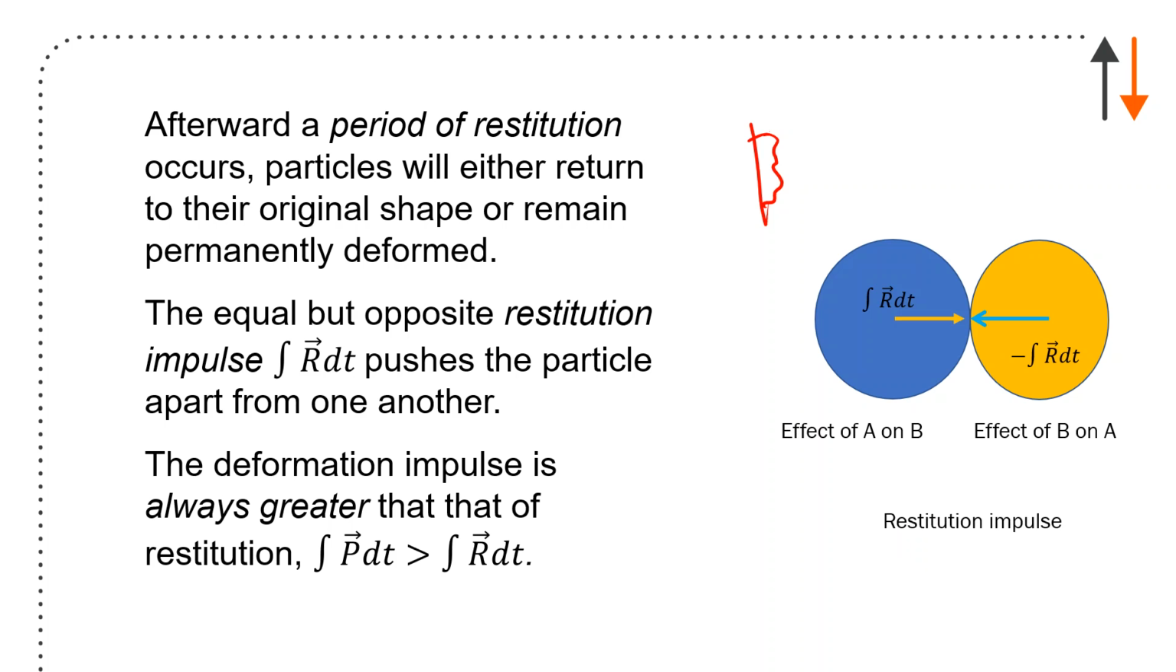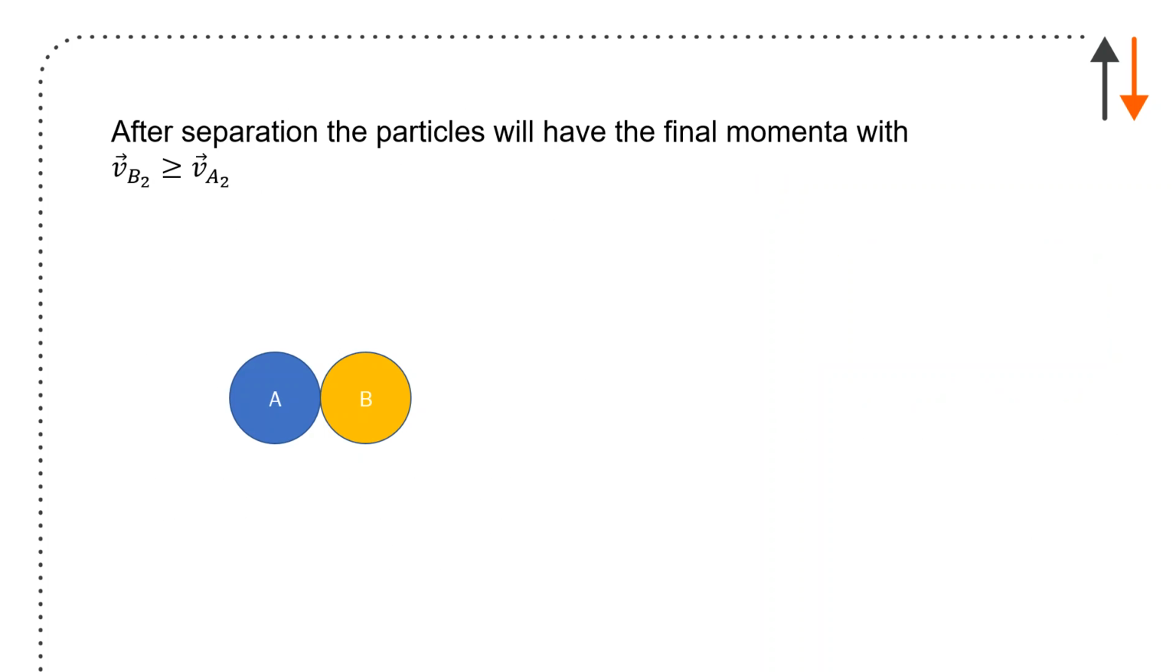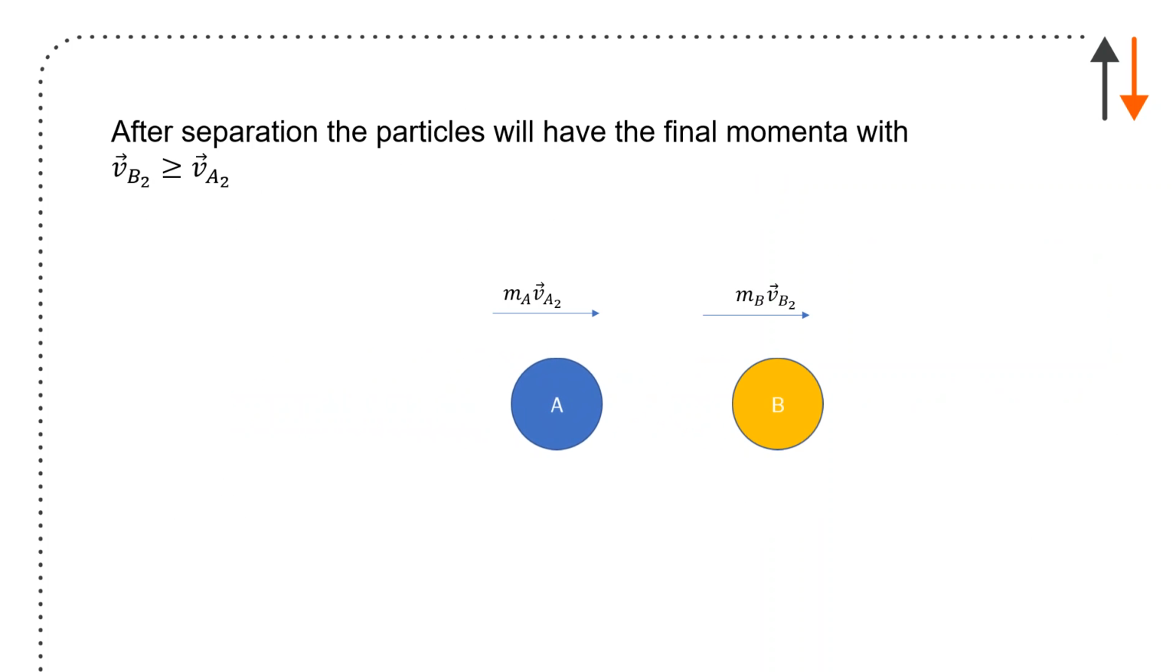So this is the restitution impulse. And after this, the particles will have final momenta where VB2 is greater than VA2. So afterwards they move apart, and particle A is going to sort of transmit some of the momentum into B, and B also. But the end result is B is going to be moving ahead of A.